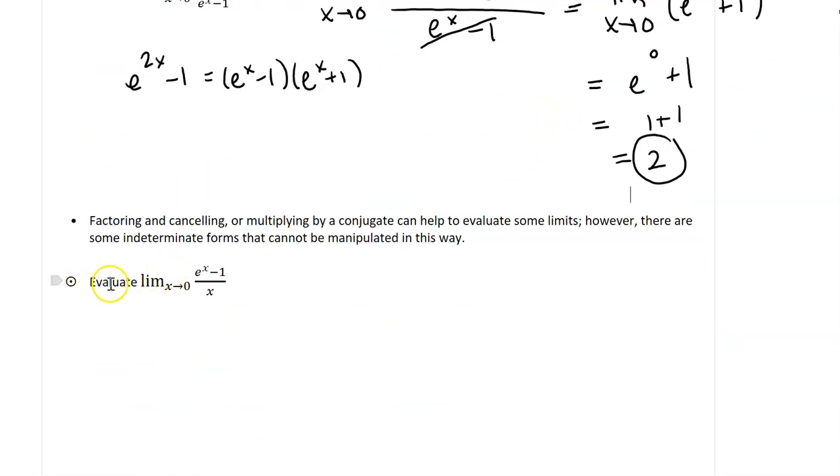So for something like this, the limit as x approaches 0 of e to the x minus 1 over x, you would end up getting 1 minus 1, which is 0, over 0. And we can't cancel or use any obvious algebra to find the limit. So the only thing we would be left with would be plugging in numbers on either side of 0 and making a chart, or using the rule that's coming up next.